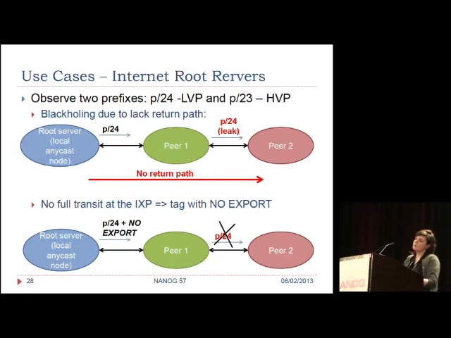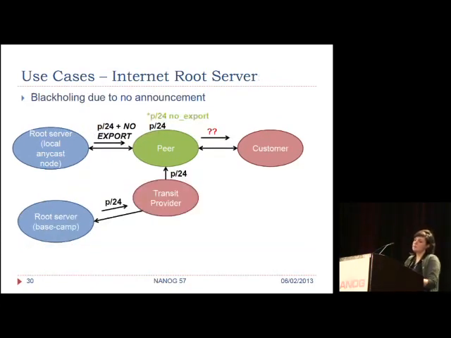So peer number 1, when it was receiving the /24, will no longer announce it to its peer number 2. But the problem was not quite solved because this leads to blackholing due to no announcement. So these particular root servers were announcing the /24 with no export locally, but also from the base camp without any tricks, without any communities. So this means that, let's imagine that the peer from the previous example has a customer. The peer receives the /24 with no export locally and the /24 from the base camp. It marks as best route the /24 with no export. Then this route cannot be exported to the customers. So the customers cannot reach the root server.